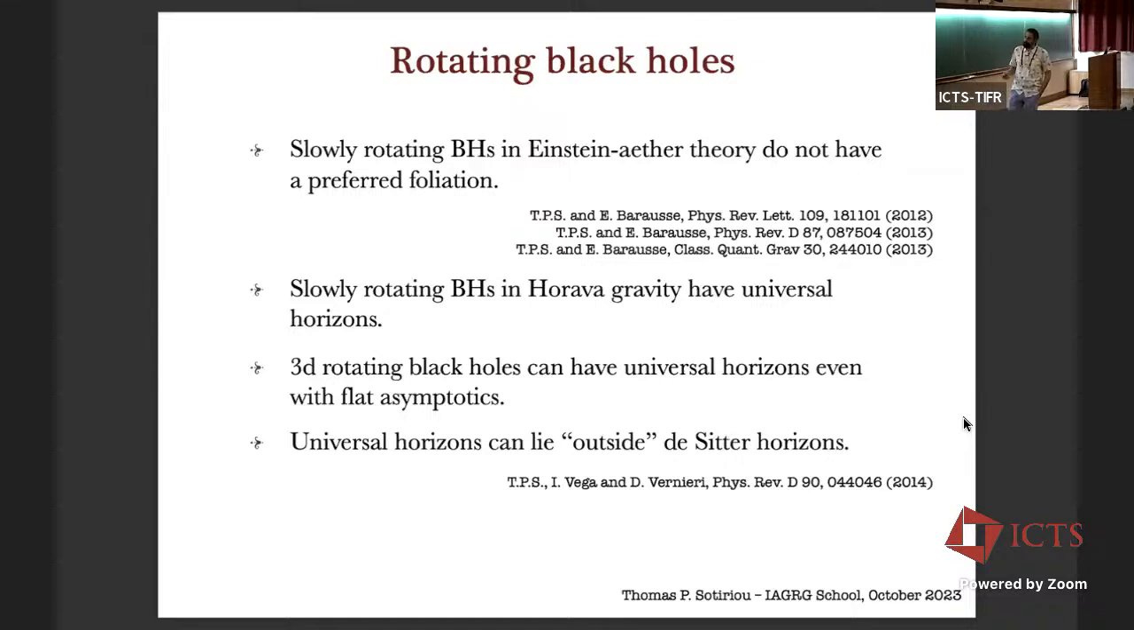In fact, people have also looked at three-dimensional black holes, where it's easier to look at arbitrarily rotating black holes and find explicit solutions, and universal horizons persist there, even with non-flat asymptotics. And also, it has been shown that you can have universal horizons that lie outside de Sitter horizons in cosmology. So there seems to be a complete analogy between horizons in relativity and these universal horizons.